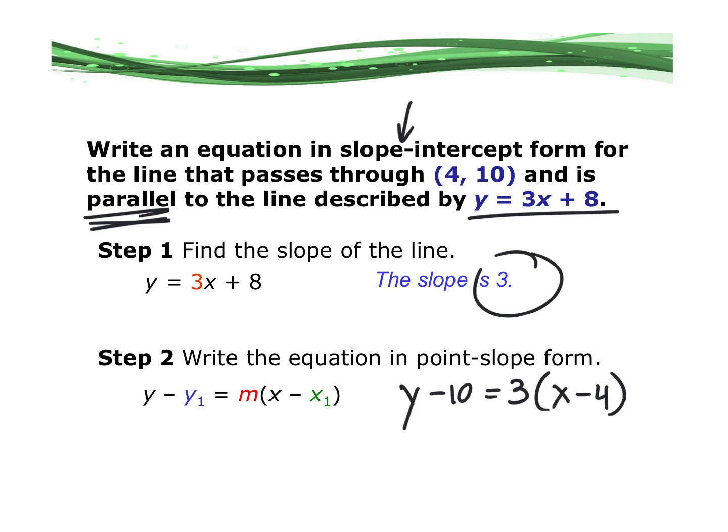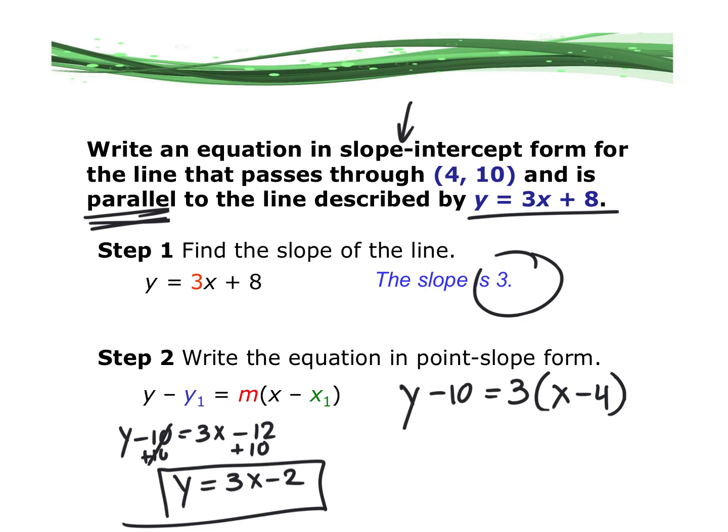That is fine. Now, to solve for slope-intercept form, I'm going to go ahead and distribute that 3. So I'm going to get y minus 10 equals 3x minus 12. Then I'm going to go ahead and add the 10 to both sides, which is going to leave me with y is equal to 3x minus 2. That is in slope-intercept form, and that will be my final answer for this problem.